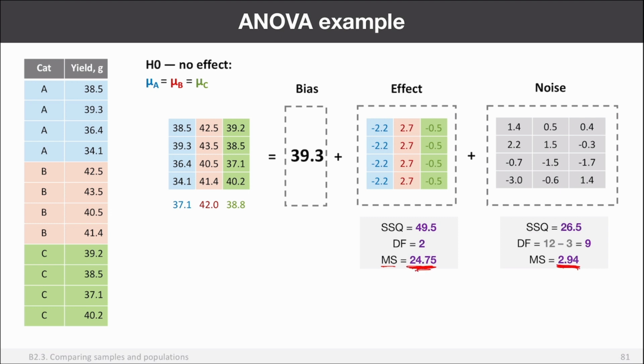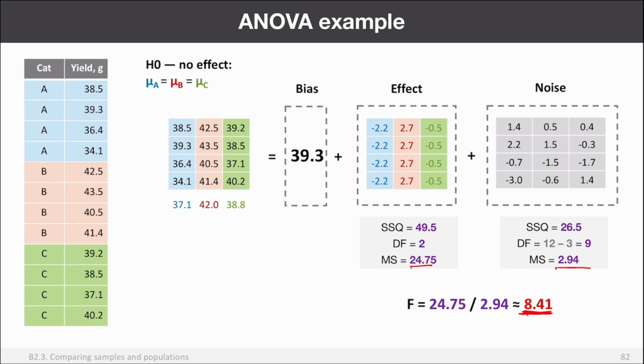Much larger. So let's calculate the ratio between the systematic variance and the random variance, which is called the F value or F score, similar to the T score. So it's simply a ratio between the systematic part and the random part. It's a signal to noise ratio. I can compute it just by taking this divided by this, and then you can see it's 8.41.